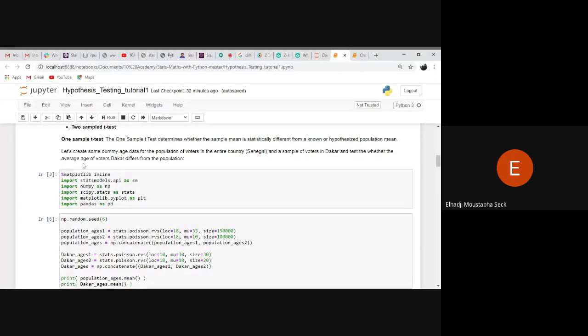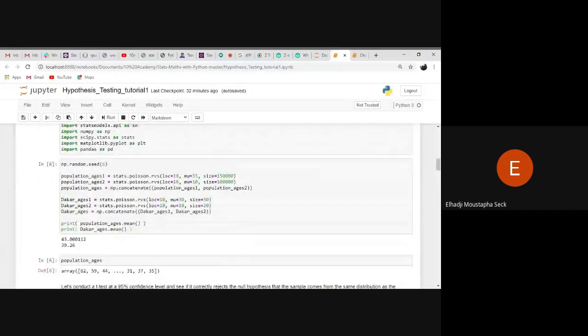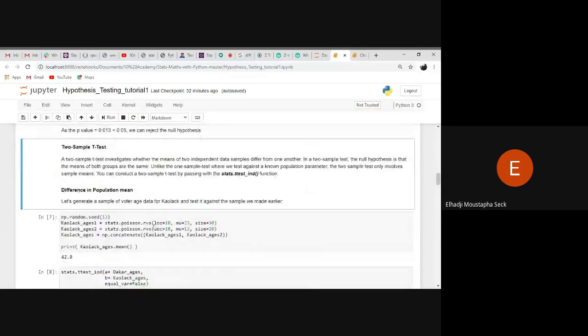the age data for voters in Dakar, the mean of that is really different from the mean of the entire population. So that's what it means. So that means that maybe we don't have the same mean, or the sample does not come from the same distribution as the population. So let's now do a two sample t-test.